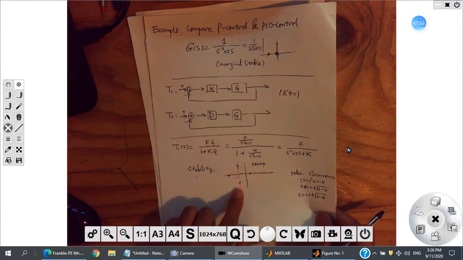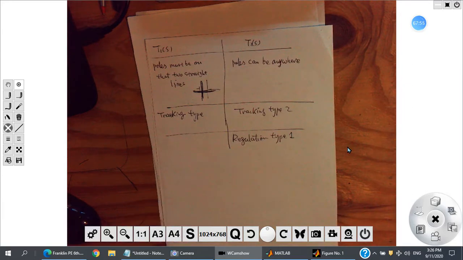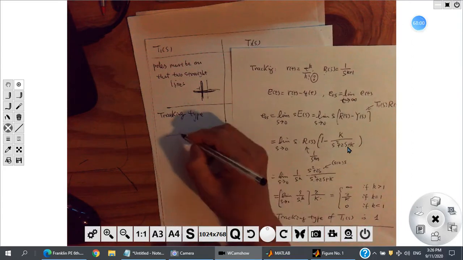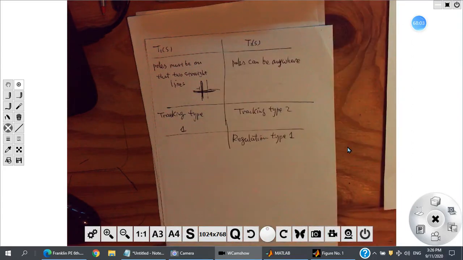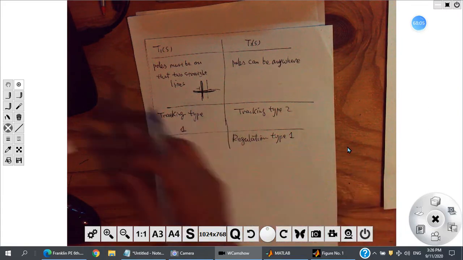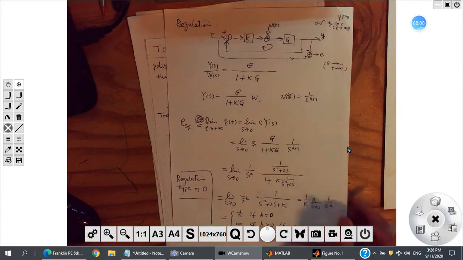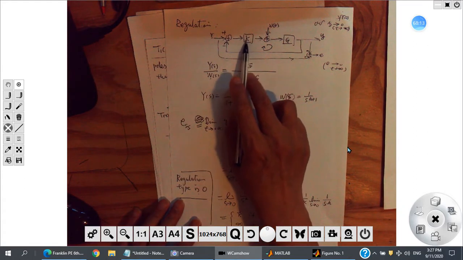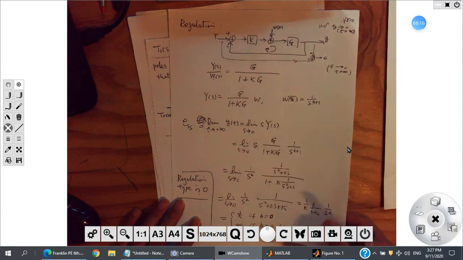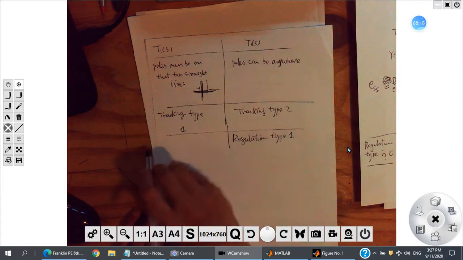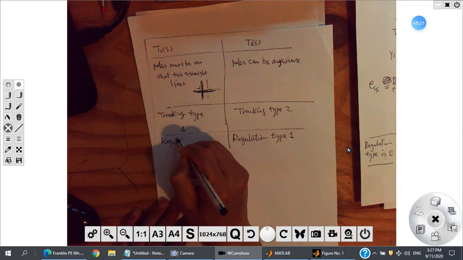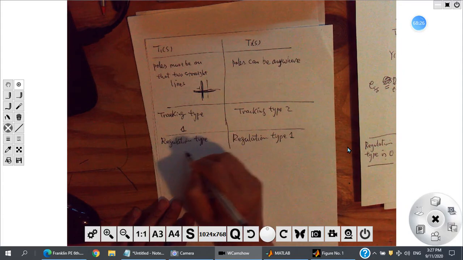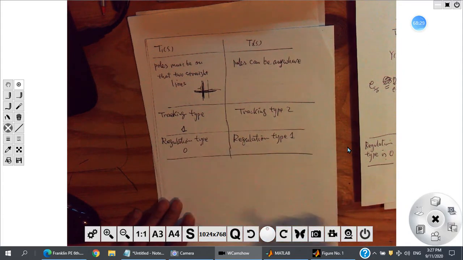And this is the location of the poles, right? T1. Okay, here. The tracking type of T1 is 1. And the regulation is 0, I think. Yeah, regulation type is 0, when you just have a K in the controller, right? The proportional controller. So this is the regulation, zero.